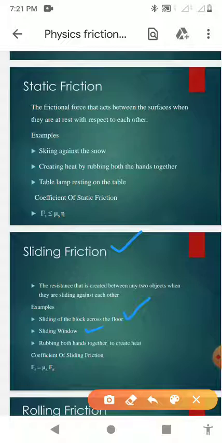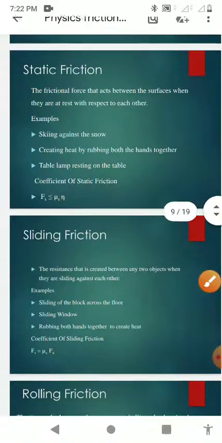And here also we can measure the index of this particular friction by the coefficient of sliding friction, and the formula for which is Fs equal to mu s into Fn. Here Fs is the sliding frictional force, mu s is the coefficient of friction for sliding friction, and Fn is the normal force, as we already discussed in the previous case.